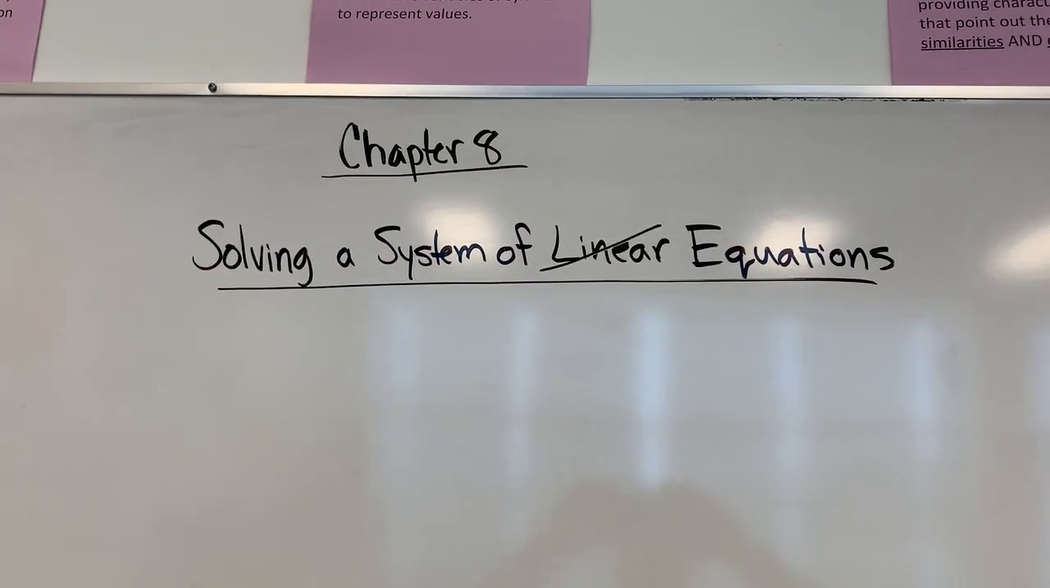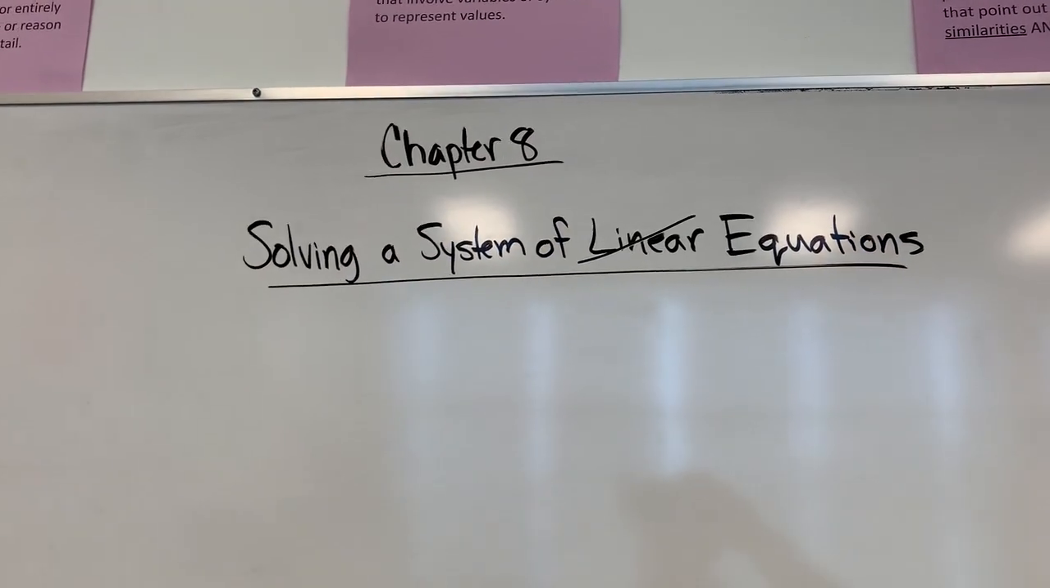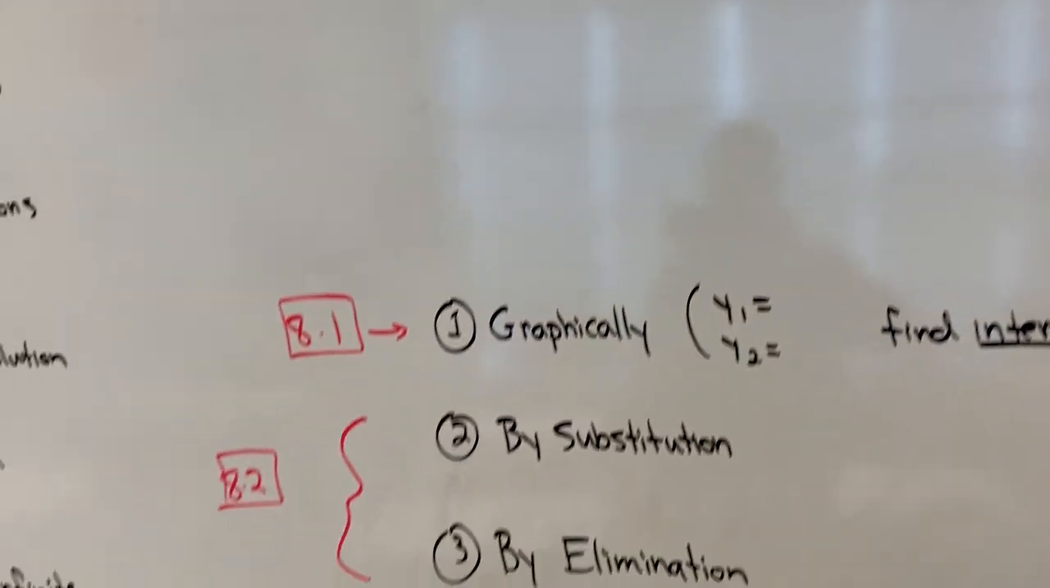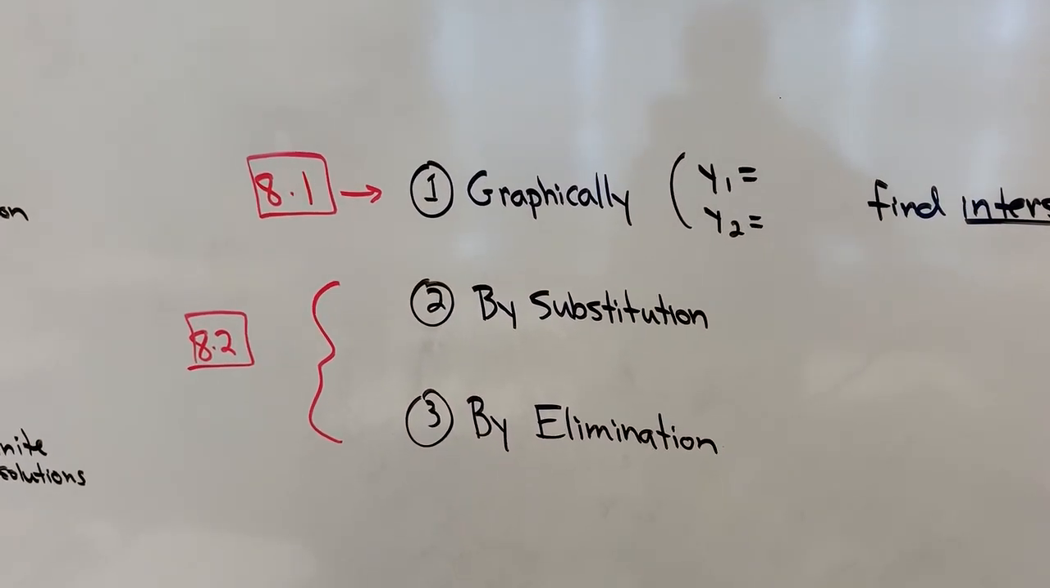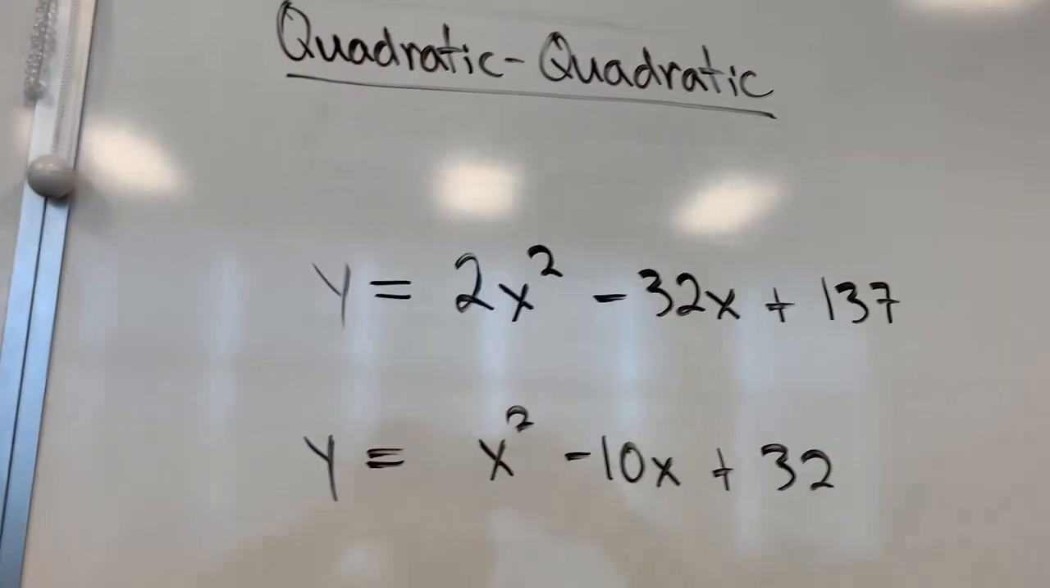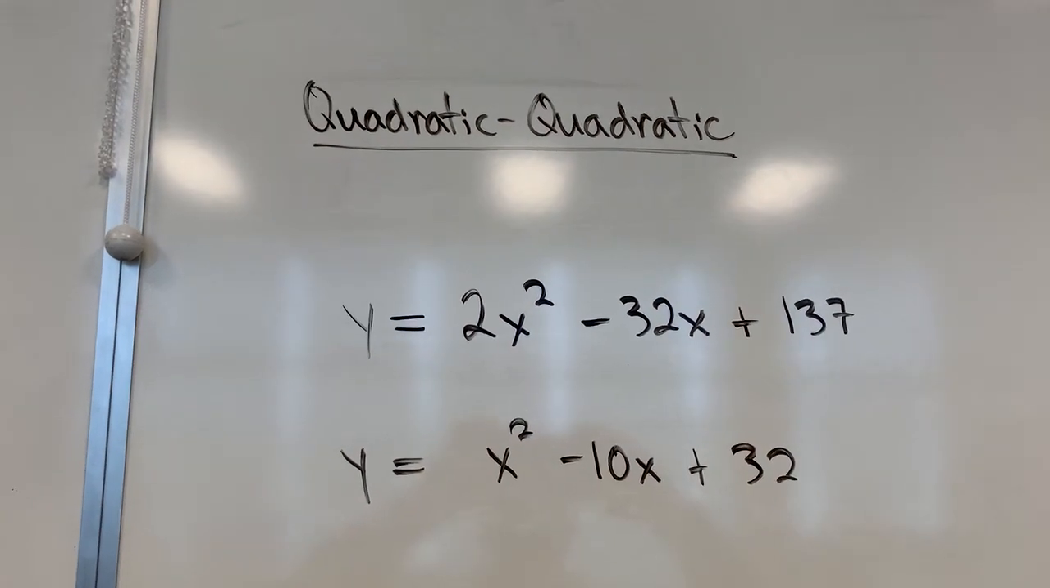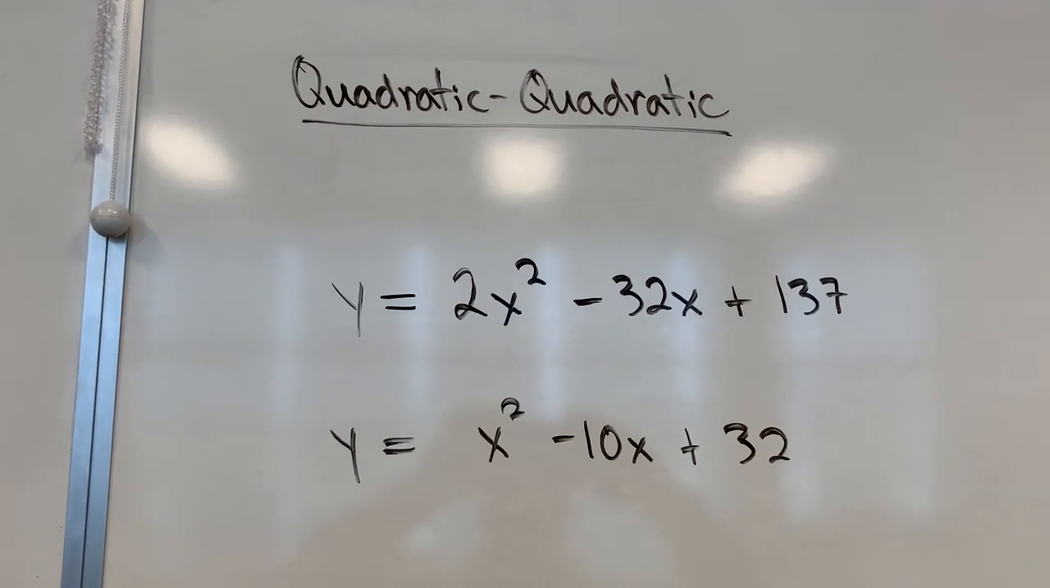This example comes out of section 8.2. So we're going to be solving a system of equations. In this case, I'm going to use algebraic means, and for this one, I'm going to use elimination. So the system I've chosen here is a quadratic system, meaning it's two parabolas.